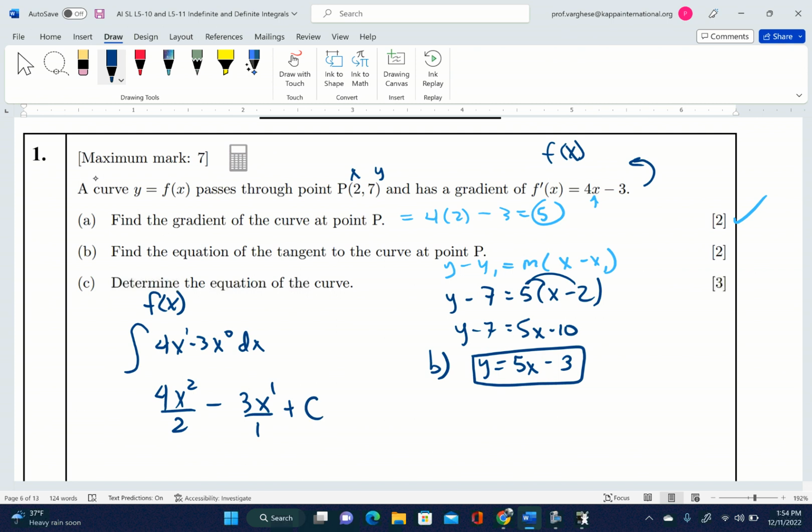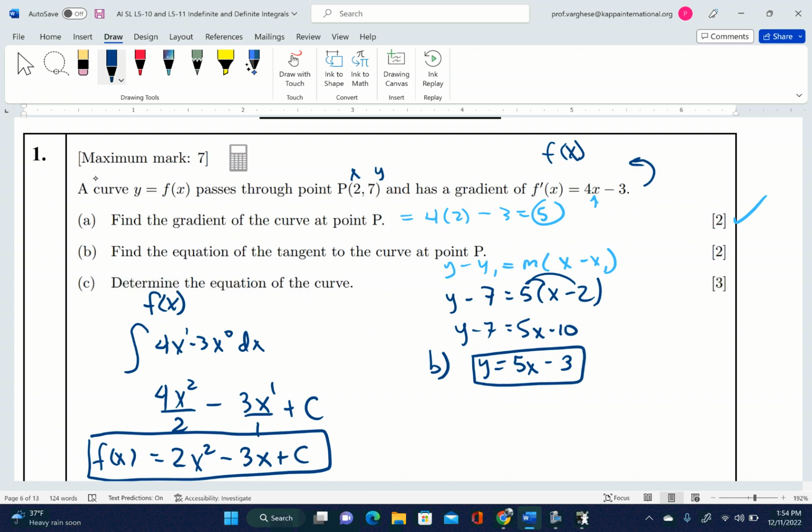And we can go ahead and simplify this, right? 4 divided by 2 is 2. So this is going to be 2x squared. So we're good with that. Over here we have a minus sign. 3 divided by 1 is 3x. We don't need to put the 1 right there, and we do need to put the plus c. Okay, so that is what f of x is equal to.